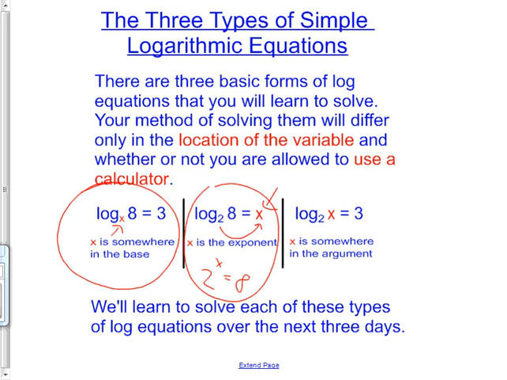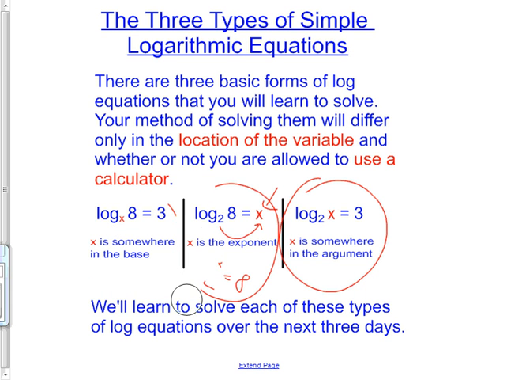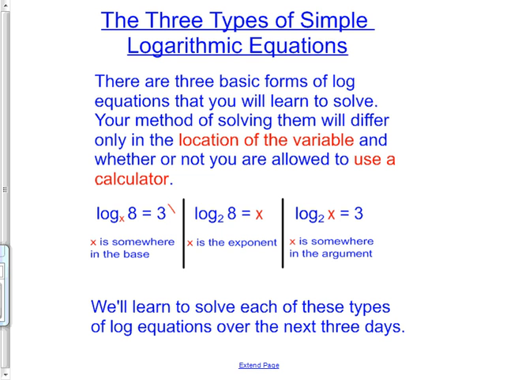Or the third option is x could be somewhere in the argument. And we're going to learn all 3 ways of solving these, and they'll get complicated. But you could have the x in one of those 3 places. It can be here in the base, or here as the exponent, or here in the argument. And today, what we're doing is this one, where x is somewhere in the base. All right, moving on.